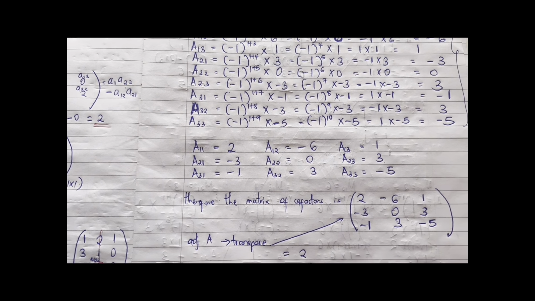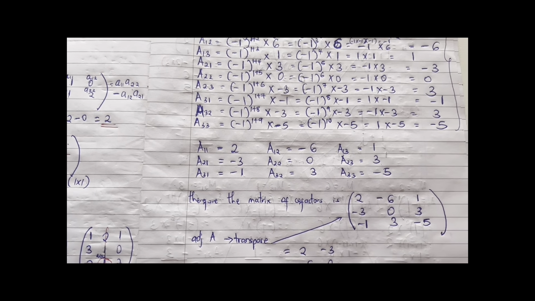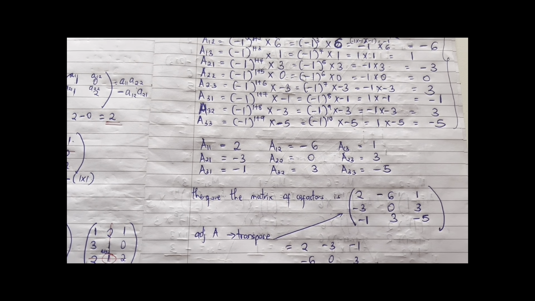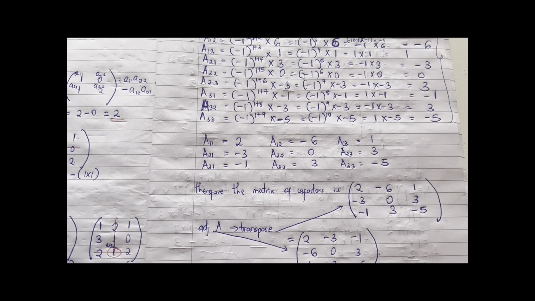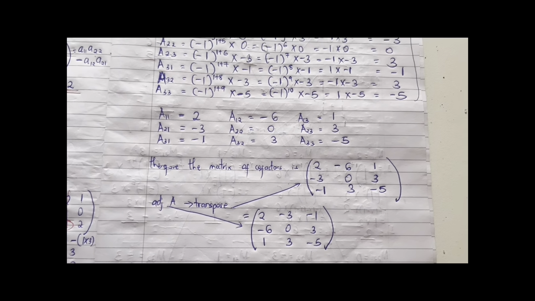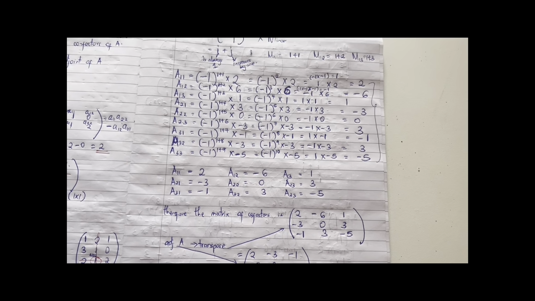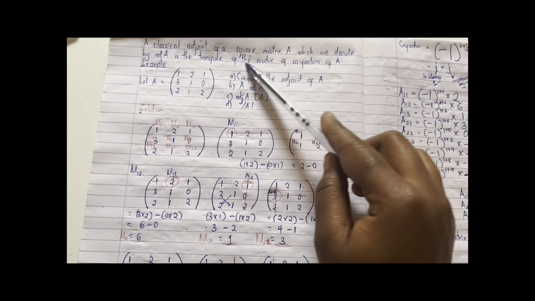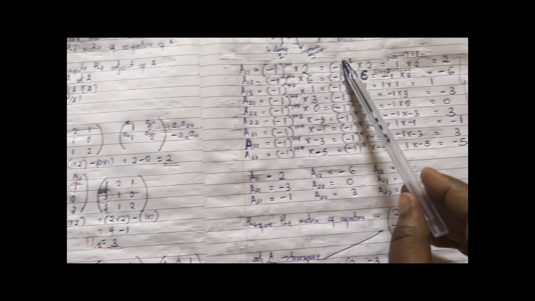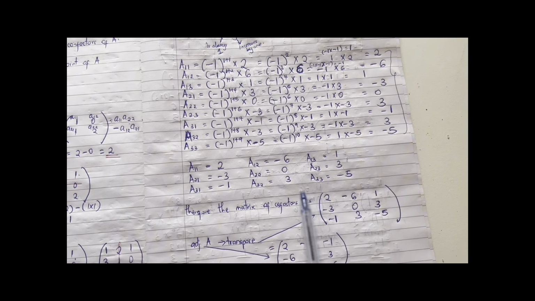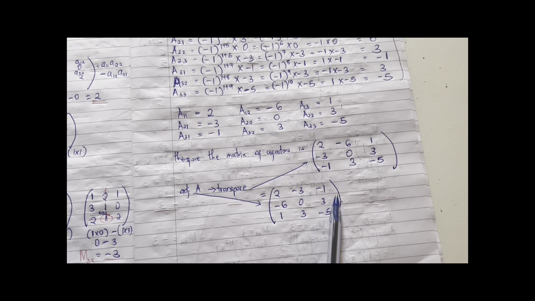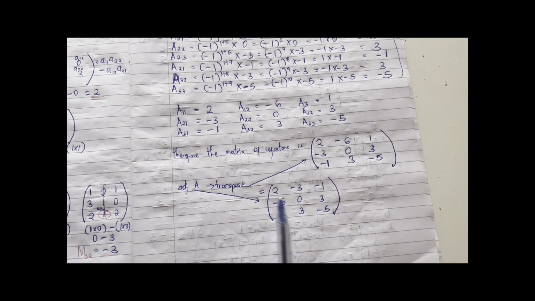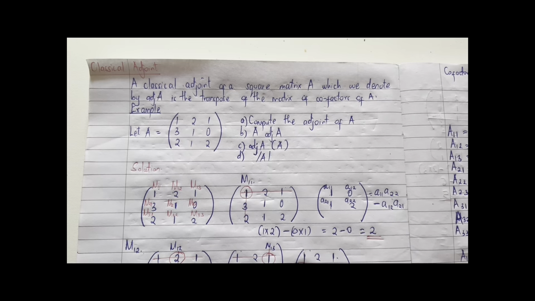So 2, negative 6 and 1 is the first row. It will become the first column. Like that, the second row becomes the second column, and the third row becomes the third column, and that is the classical adjoint. So that is our answer. So guys, remember, we started by finding the minors of the values of A. Then we found the cofactors, and from the cofactors we got the matrix of the cofactors. Then to find the classical adjoint, we transposed that matrix. And that was our answer.